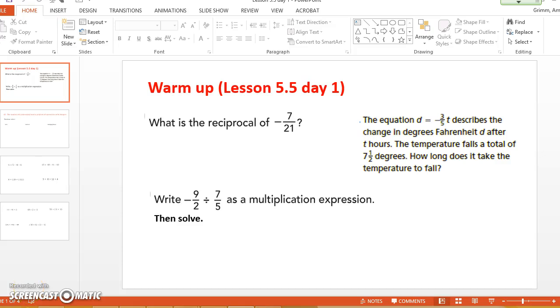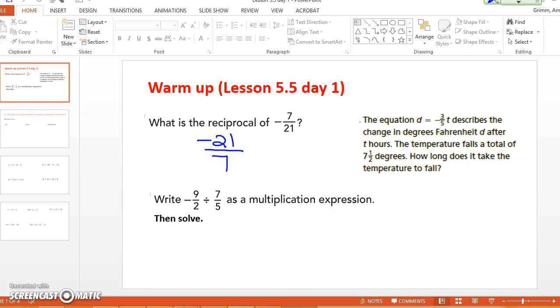Okay, so yesterday we talked about reciprocal. What did reciprocal mean? Yeah, you just switch it, like you flip it around. Okay, and so the reciprocal of this would be negative 21 over 7.